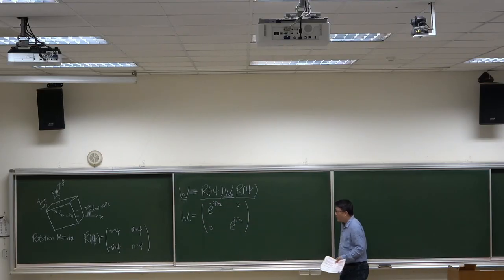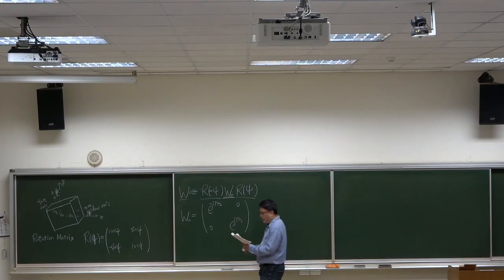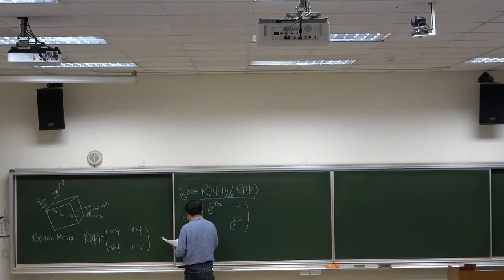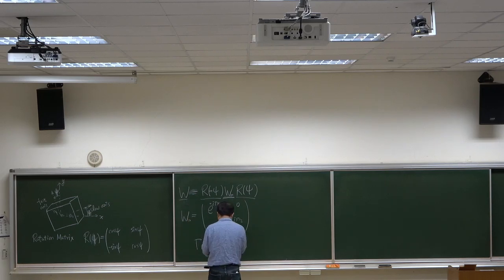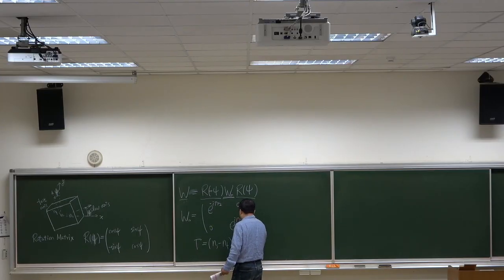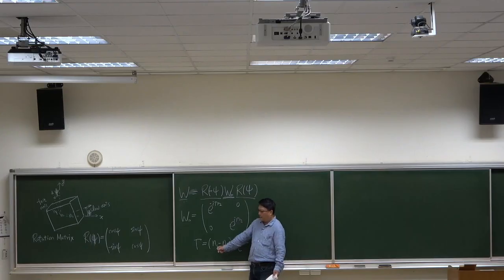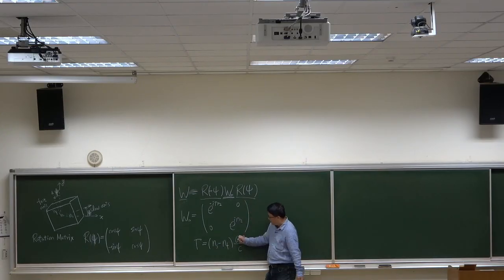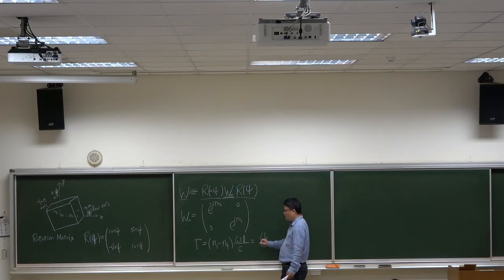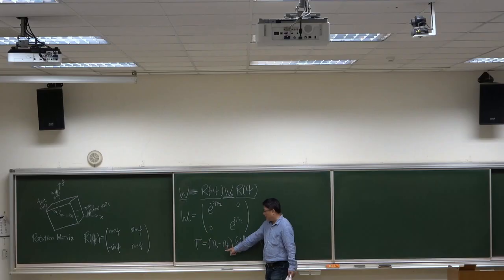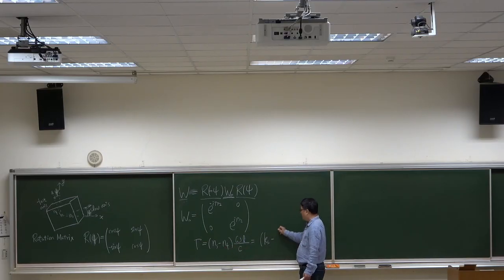Okay. And what is gamma? Gamma is this (ns minus nf) times omega L over c. Okay. You see, in fact, what is ns? Ns times omega over c is in fact this Ks. Okay. And nf times omega over c is nothing but Kf.